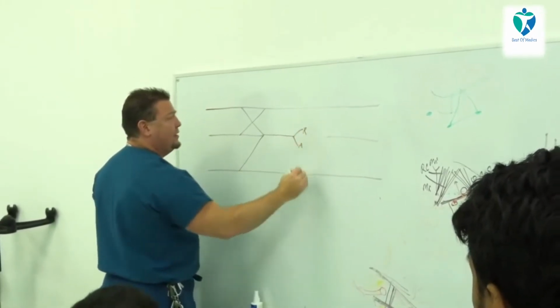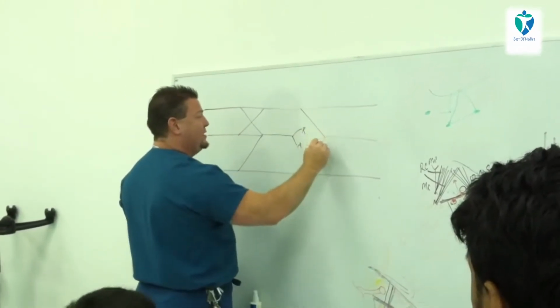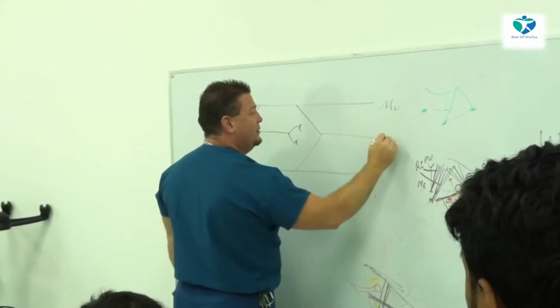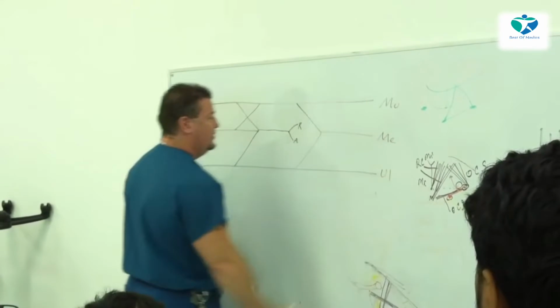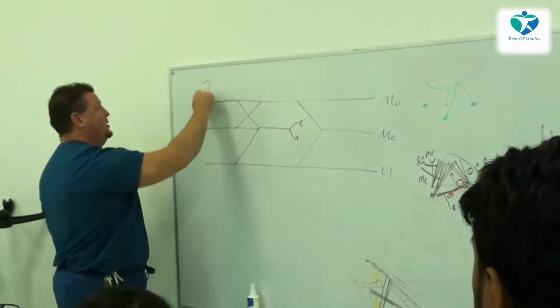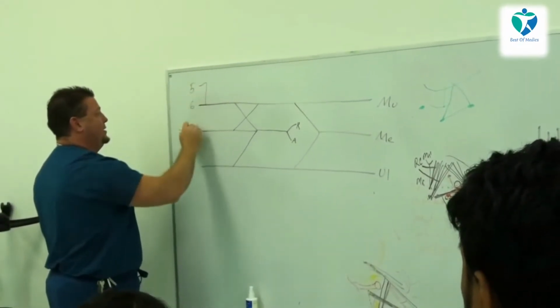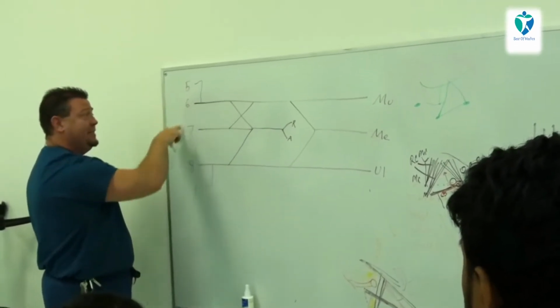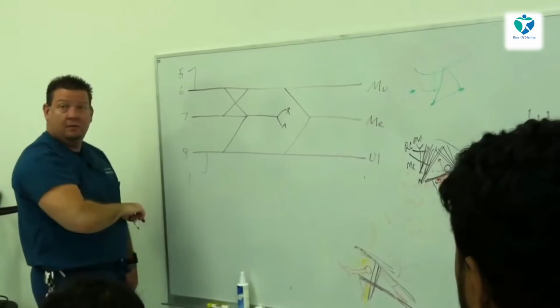Radial, axillary. You have to make the M. You guys have heard of the M? You've got to make the M: musculocutaneous, median, ulnar. Okay. Then I did 5, 6, 7, 8, 1. So C5, C6, C7, C8, T1. You with me so far?